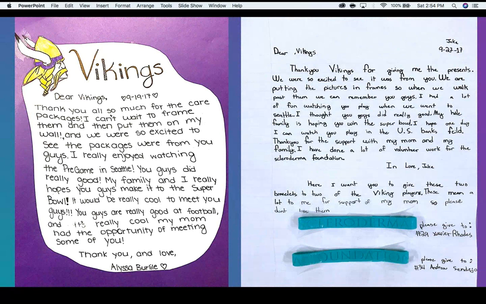He wrote, "Thank you for the support with my mom and my family. I have done a lot of volunteer work for the Scleroderma Foundation. Here, we want you to give these two bracelets to two of the Vikings players. These mean a lot to me for support of my mom, so please don't lose them. Please give to number 29, Xavier Rhodes, and to number 34, Andrew Sendejo."